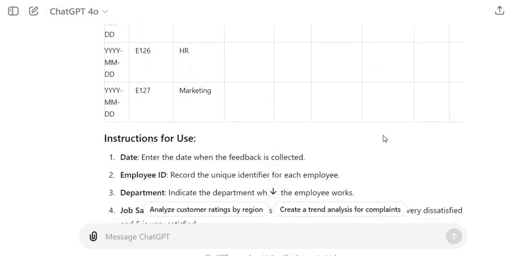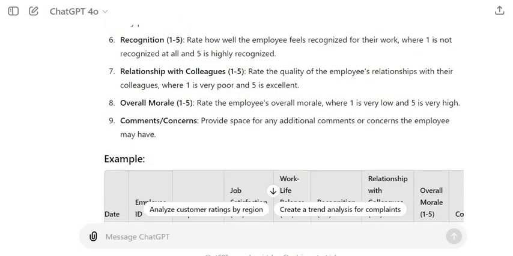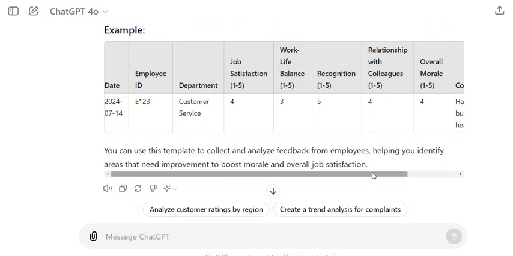It has also given me instructions to use it: date, employee type, job satisfaction, and so on, and it has given me an example Checksheet also. But I want this in a CSV file, a downloadable CSV file. So I will just ask it, give me a downloadable CSV of this Checksheet. Let's see.